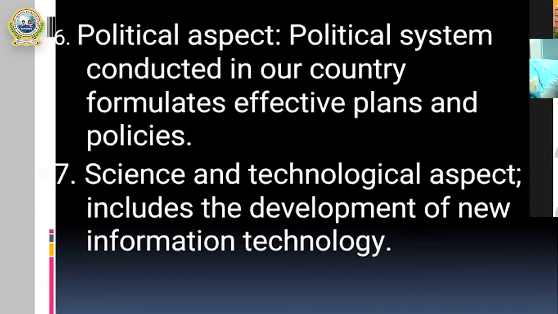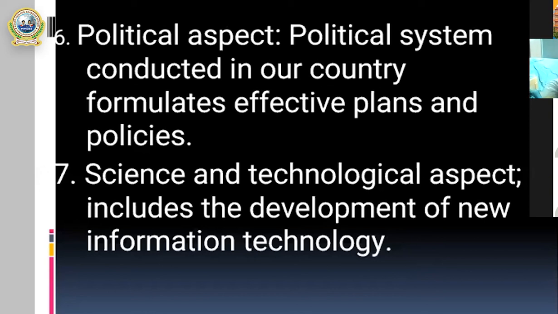So in this political aspect, listen once again: political system conducted in our country formulates effective plans and policies, meaning government is responsible. It means government plays a vital role to formulate effective plans and policy. Different plans and policies are linked with development, preservation, and providing different opportunities. So the political aspect is also one of the major aspects that clarify that the three terms health, population, and environment are interrelated to each other.